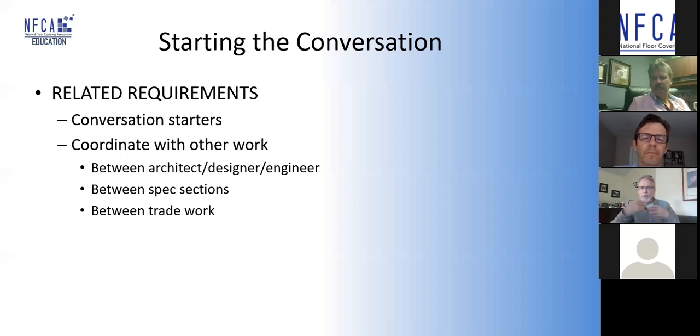It also helps the specifier when they're trying to work between spec sections. So the related requirements in the NFCA master are quite extensive, and that's so that basically you're not going to forget what you need to coordinate. It's also important for trade work, because the only way the trades can actually figure out what somebody else needs is to actually read what's in those contents. It's not all about your individual little section.